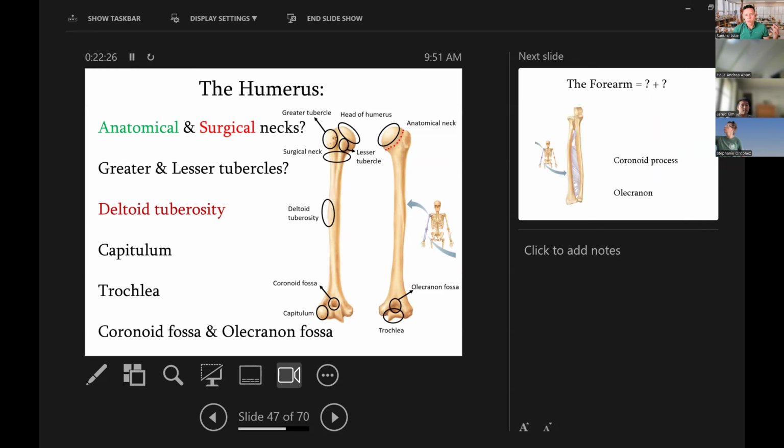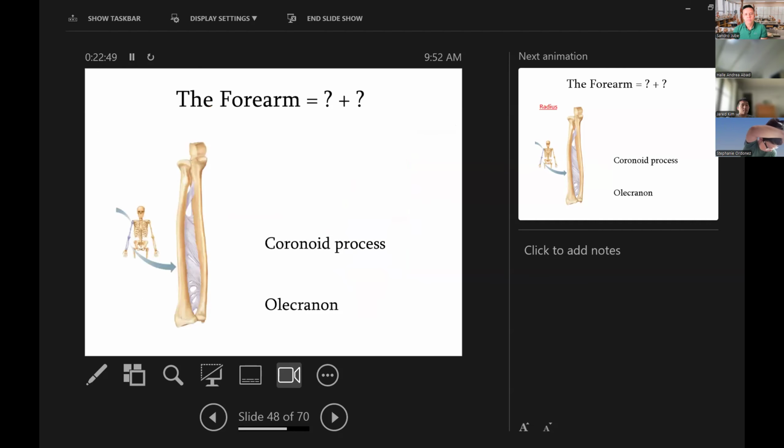And they are called coronoid and olecranon because we're going to have bones that will fit inside the fossa when we extend our forearm. So this is an extension that is going to allow the bone to move into the fossa. Okay? Let's take a look at the forearm. And the forearm is made of the radius and the ulna. The radius has a lateral aspect, while the ulna has a medial aspect.